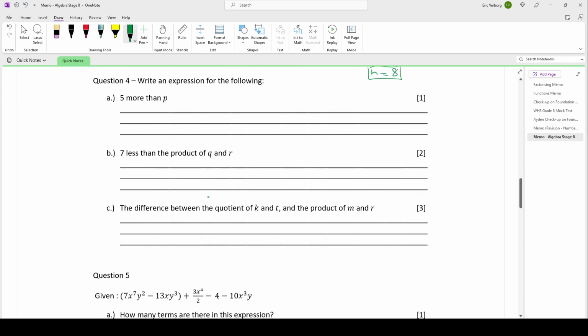Question 4. Write an expression for the following. 5 more than p. So we have p, but we have 5 more than that, so we add 5. And that's it. That's an expression.